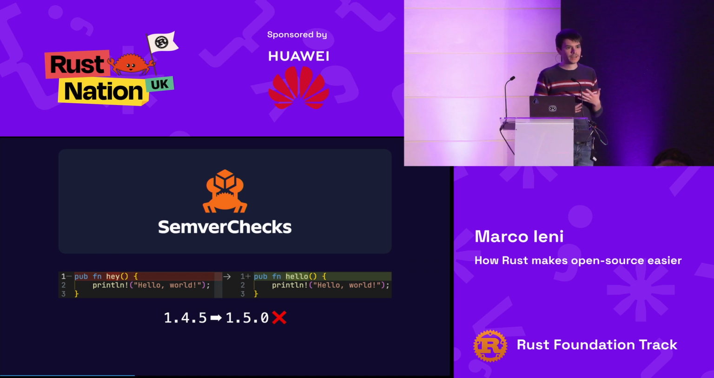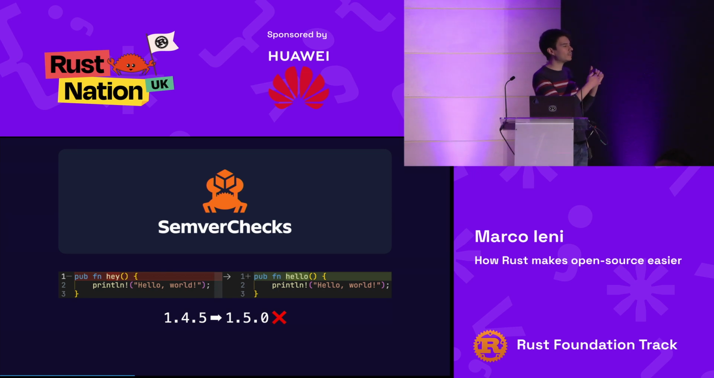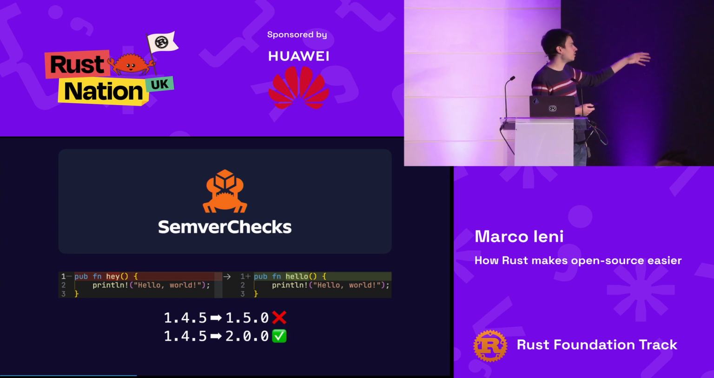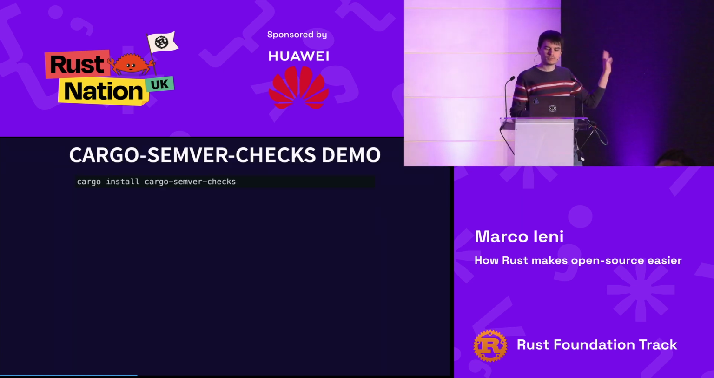According to the semver conventions, you cannot release this library with a minor change. So for example, if your library is at version 1.4.5, you cannot release it as 1.5.0 because there is a breaking change, and so you should release it as 2.0.0. So cargo semver checks will give you errors if you don't bump the major version. Now, let's install it with cargo install cargo semver checks, and we run it.